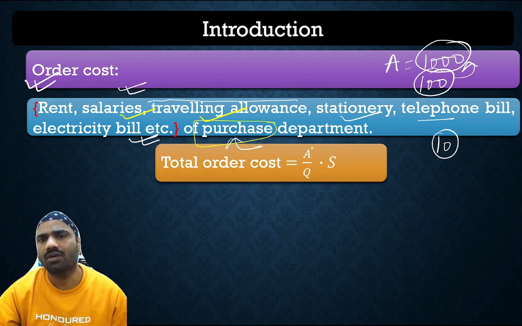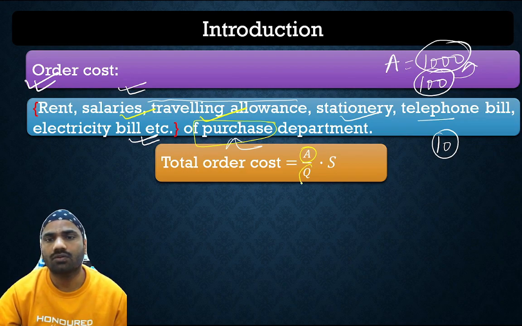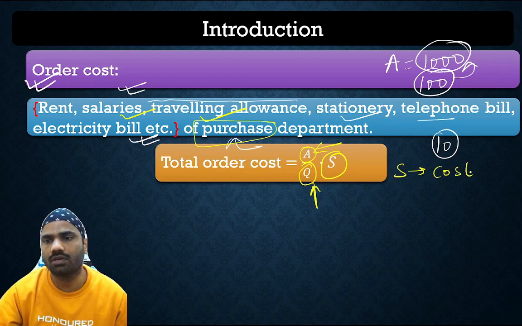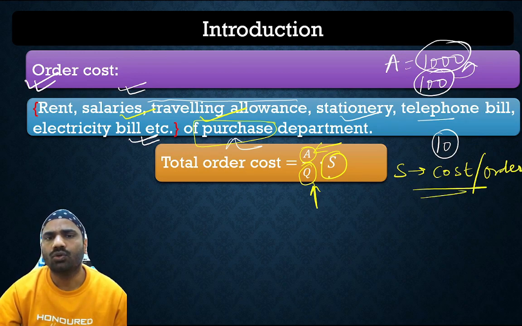If you have annual demand A and ordering quantity Q, and the cost per order is S, then the total ordering cost will be A by Q into S.